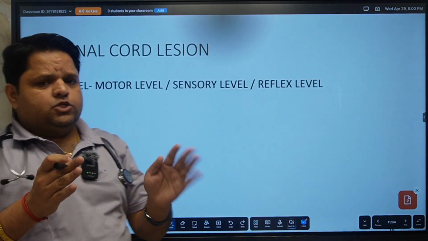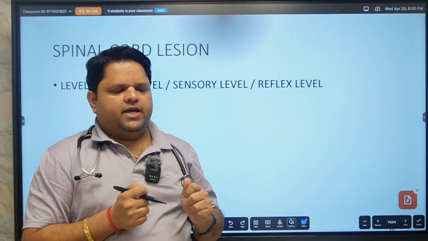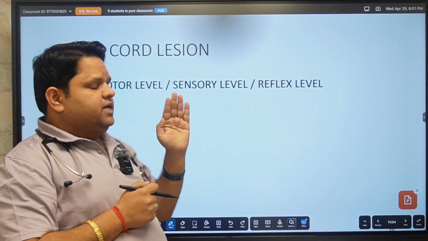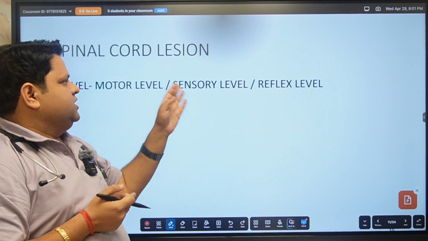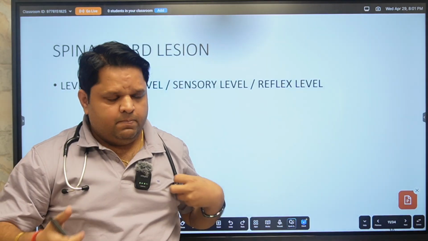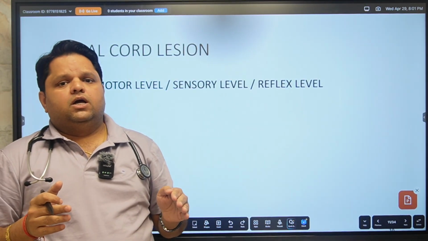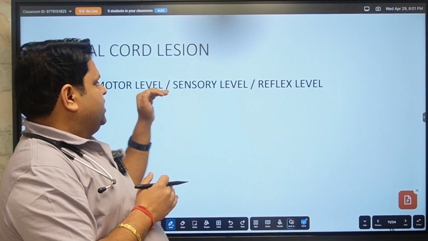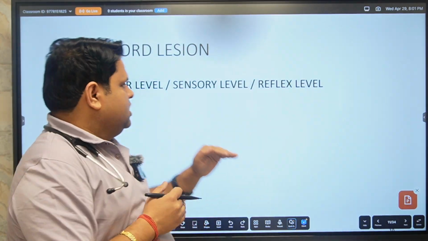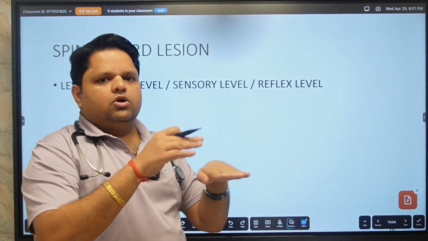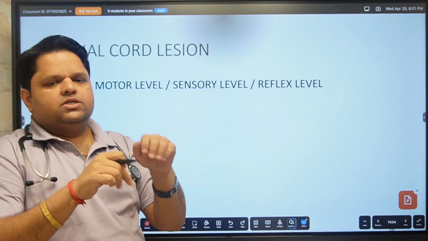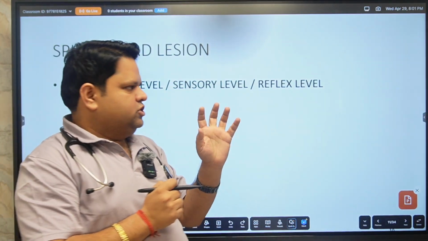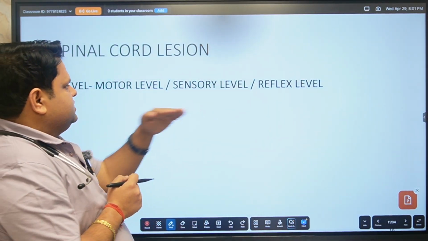Now we come to the spinal cord level. When we get a spinal cord case, there are few things we should keep in mind. First, what is the motor level, what is the sensory level, and what is the reflex level. So for a spinal cord case, we should localize according to motor level, sensory level, and reflex level, because all three levels should be around the same level to make a proper etiological diagnosis or proper localization diagnosis.